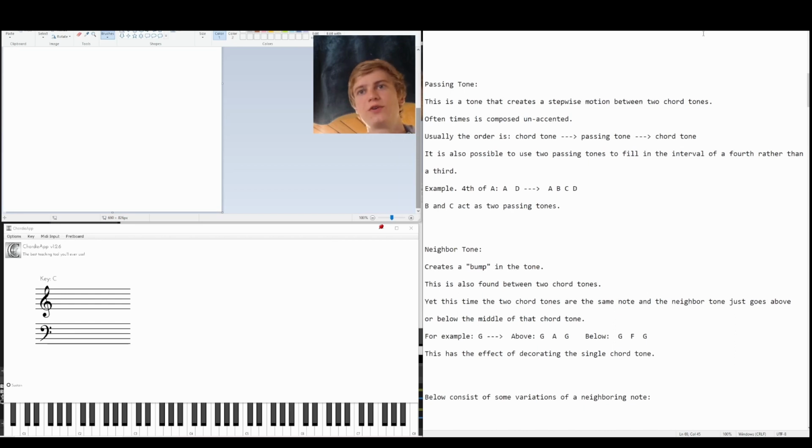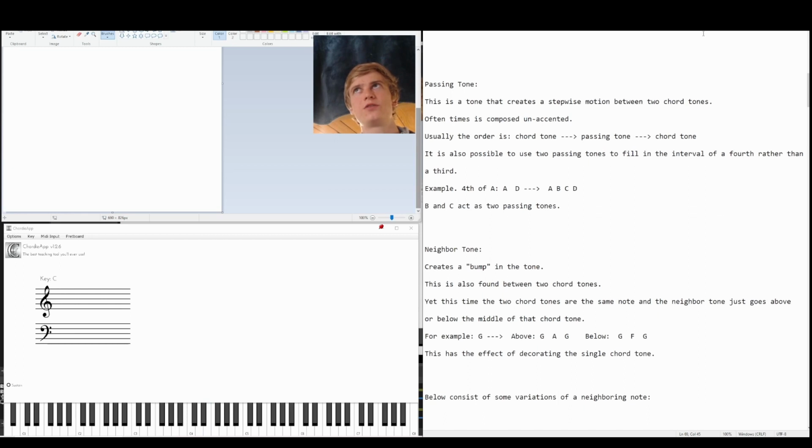So let's first go over a regular passing tone. Let's say I'm using a C and I'm doing a C major triad. If I take the first two notes, I get C and E, which is my major 3rd. To get from my C to my E, I could put a D in the middle of that.